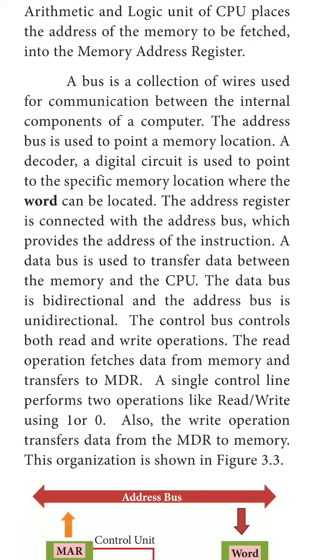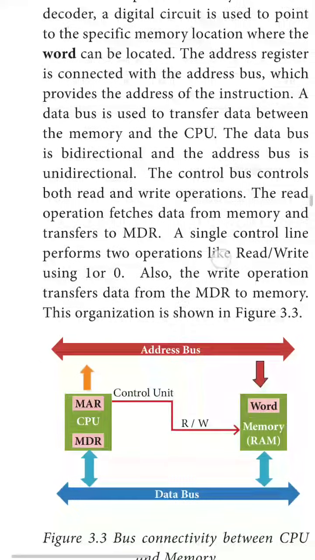A single control line performs two operations, read and write, using 0 and 1. So 0 means it is a read operation, and in write mode it is 1. In read mode, if you want to read, then read mode will be 1 and write mode will be 0. And if you want to write the information, then write mode will be 1 and read mode will be 0. So this will be working in different states.